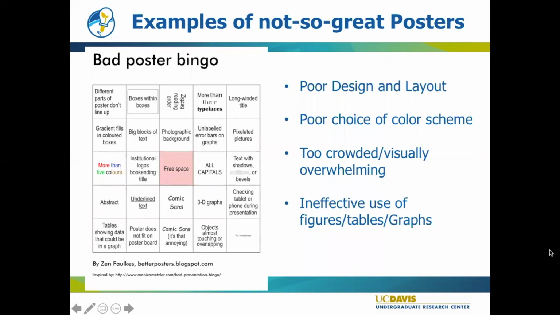So hopefully this has given you some information about important components to make your poster effective and easily readable by your audience. Some things to avoid: poor design and layout, poor choice of color or contrast. If it's too crowded or if there's a wall of text, that can be really visually overwhelming for your audience, as well as an ineffective use of tables and figures and graphs. So that could mean that you have too many or too few, or not the right ones, or maybe you have some that are more confusing.